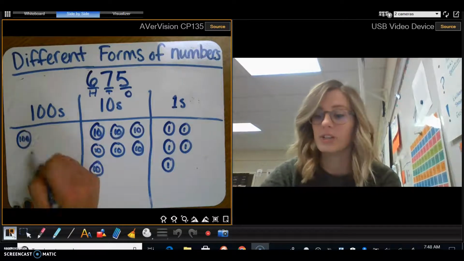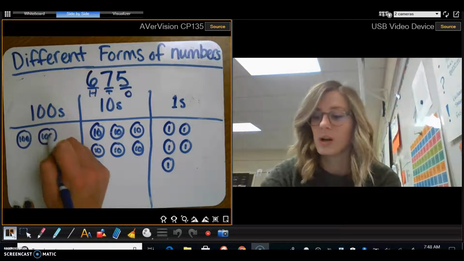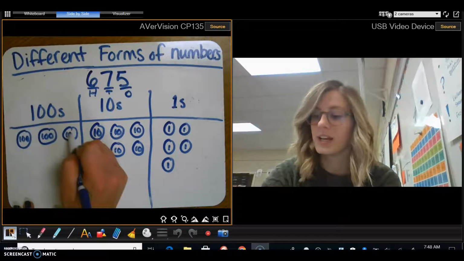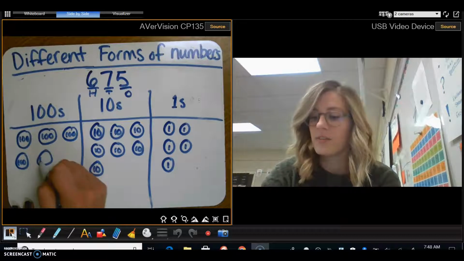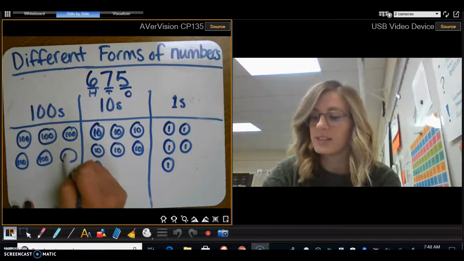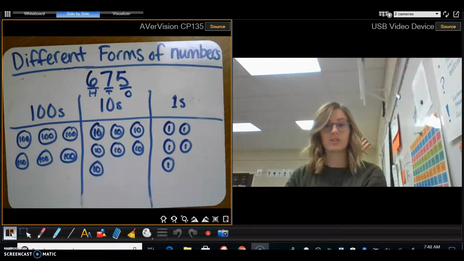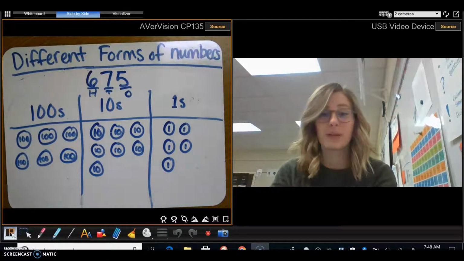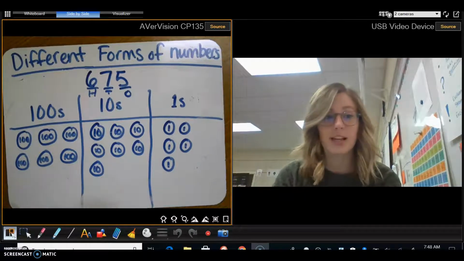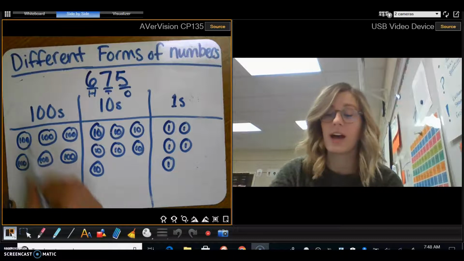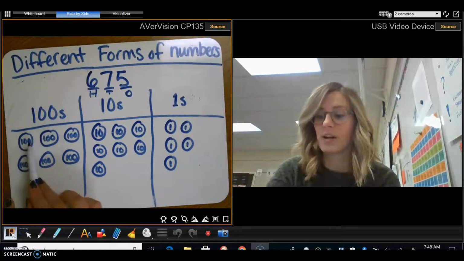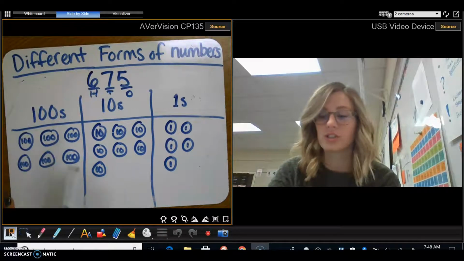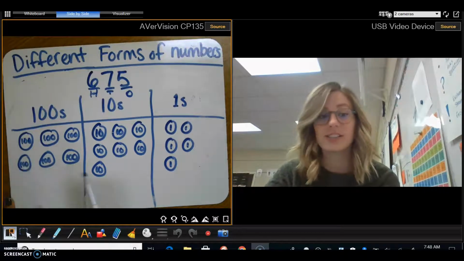So I have 100, 200, 300, 400, 500, 600, right? So if I was to count each one of these place value discs, I'm going to come up with the answer. And I can kind of make this like my expanded form. So I know this is 100, 200, 300, 400, 500, 600.